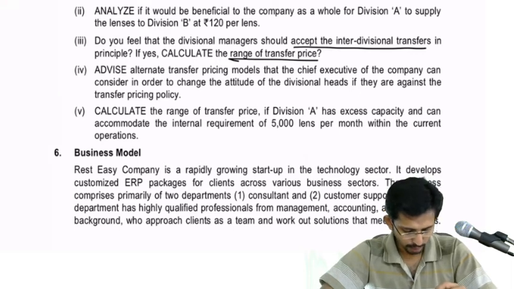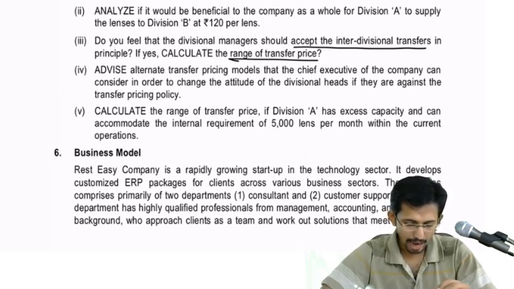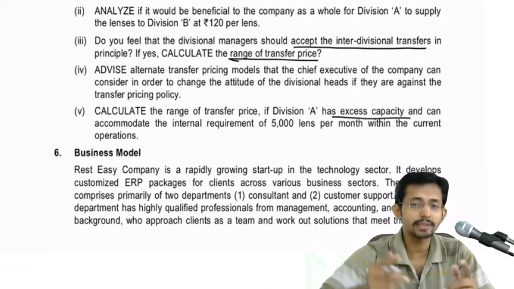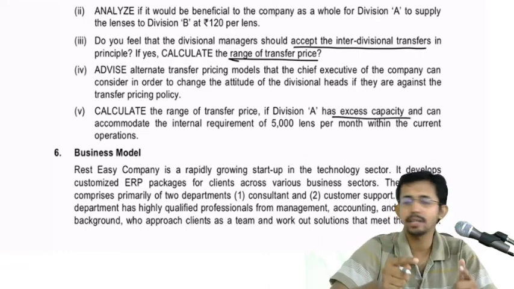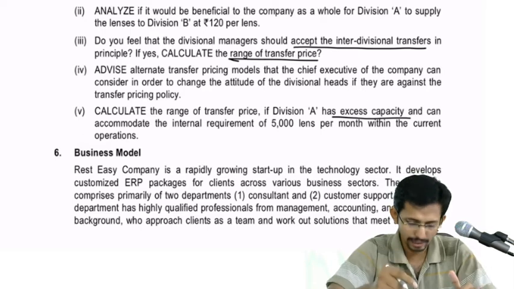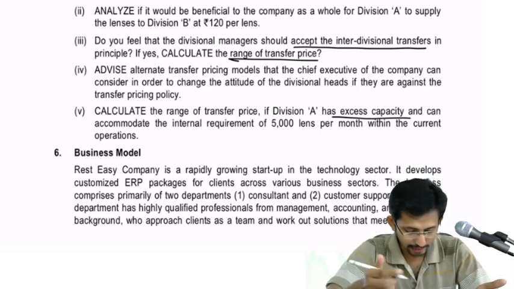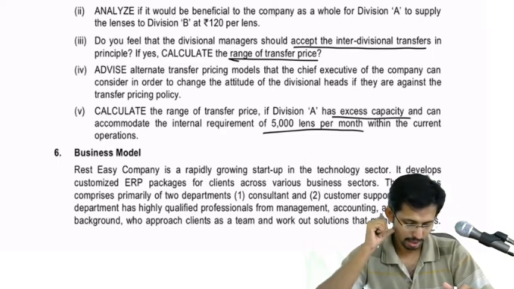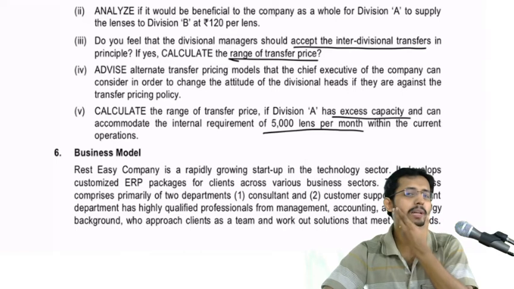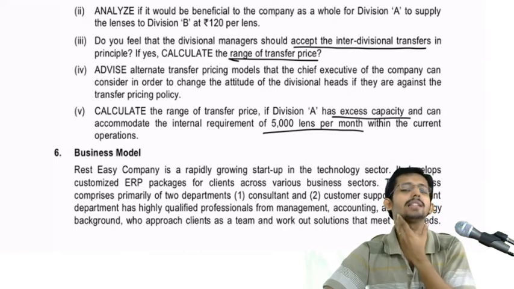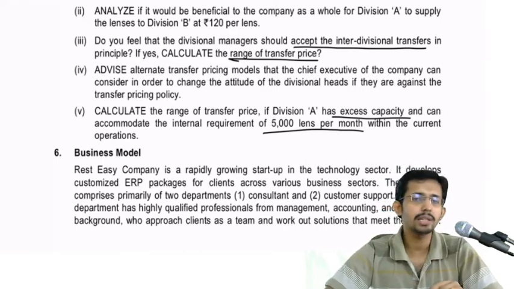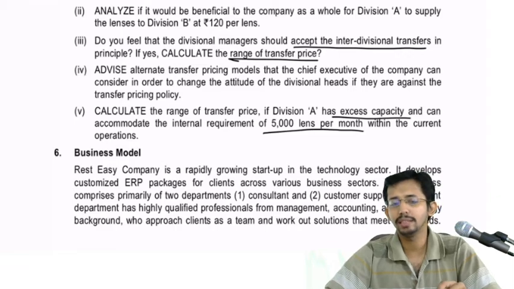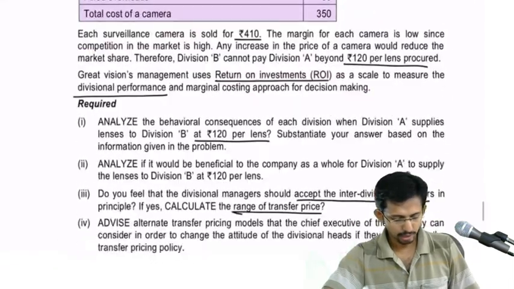Now fifth one, calculate the range of transfer price if Division A has excess capacity. That is an assumption, assuming that Division A has excess capacity and can accommodate the internal requirement of 5,000 lenses per month within the current operation. What would be the range of TP? So you have to recompute the range of TP, minimum TP and maximum TP, considering that there is surplus capacity with Division B for meeting the internal transfer. So this is the question.